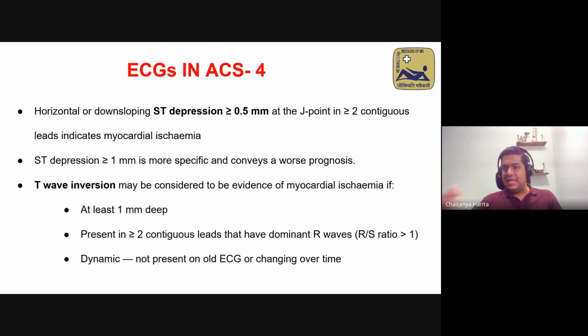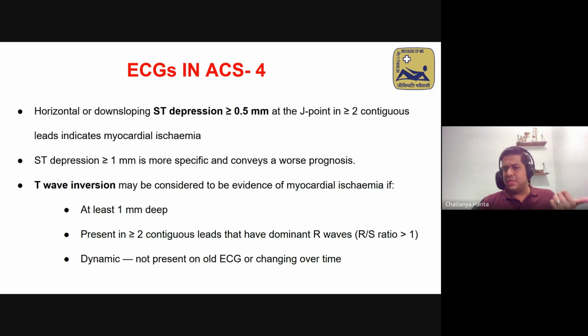The ST depressions and T wave inversions are directly proportional to the amount of myocardium which is damaged, and this can be a diffuse phenomenon. The cutoffs for ST depressions are only 0.5. So this is something I want to impress on you. When you look at an ECG in such a patient, even half a small box depression is significant. So you have to very, very carefully look at the ECG before you label it. More than 1 is specific, no doubt. But even a half depression becomes significant.